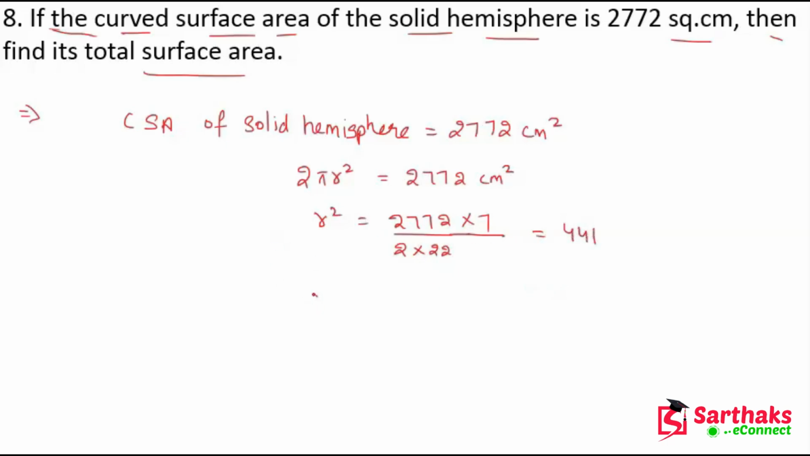Okay, so r is equal to under root 441, and the under root of 441 is 21. So the radius is 21 centimeter. Now with the help of this we can easily find the TSA, meaning total surface area.